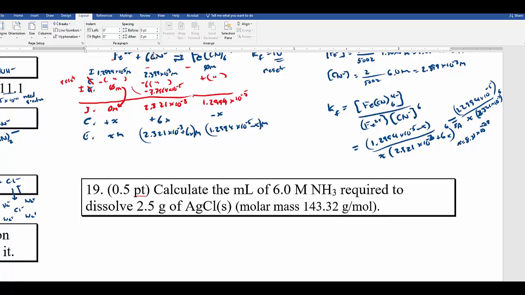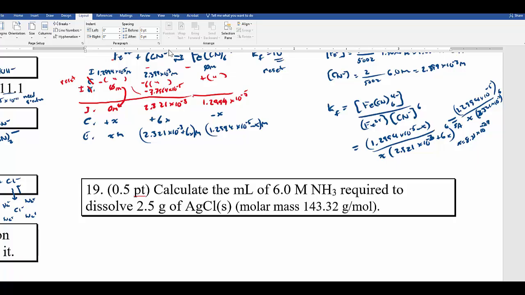Okay, let me just make sure I did it correctly again. So I'm going to just redo the calculation. In this case, I'll just do 2.321 times 10 to the minus 3 to the 6th power times Kf. And then invert that times 1.2994 times 10 to the minus 5. 8.31 times 10 to the minus 27.